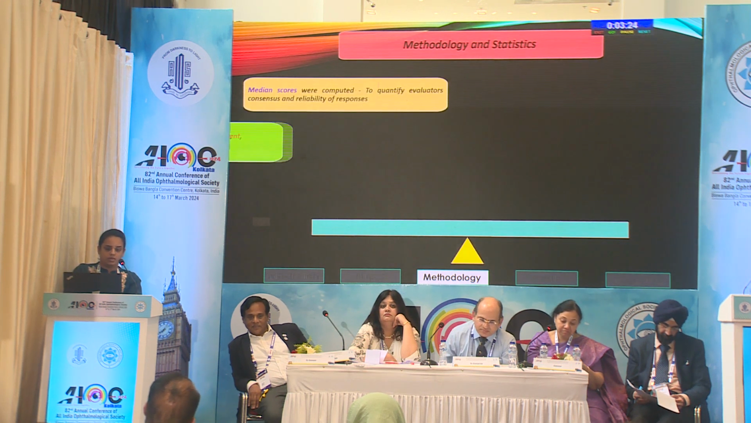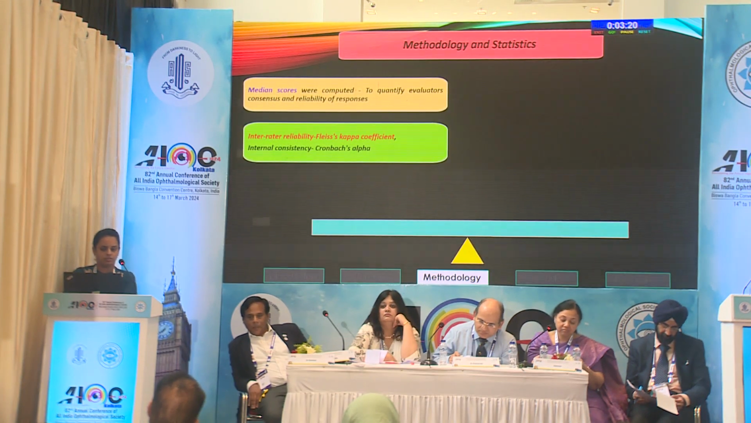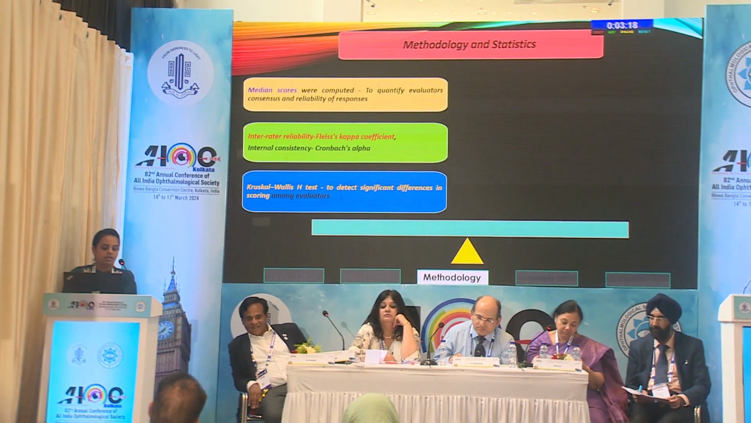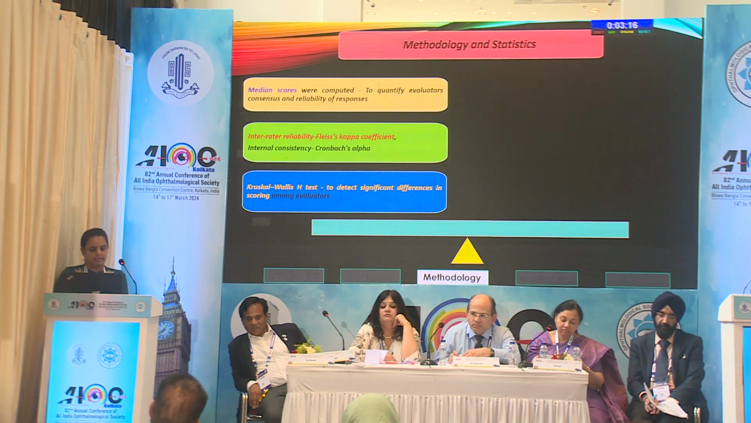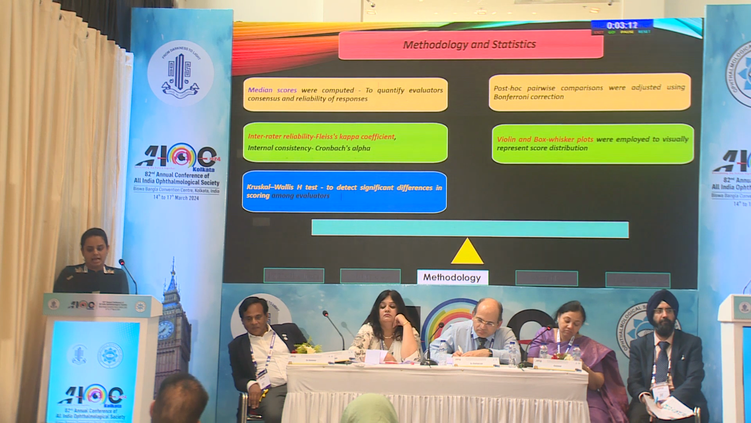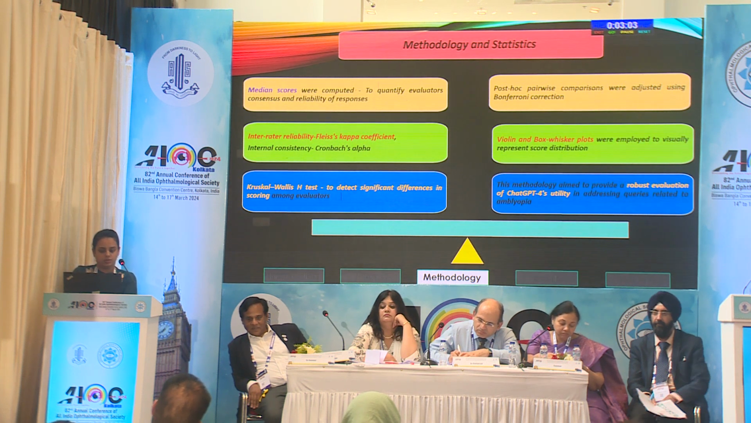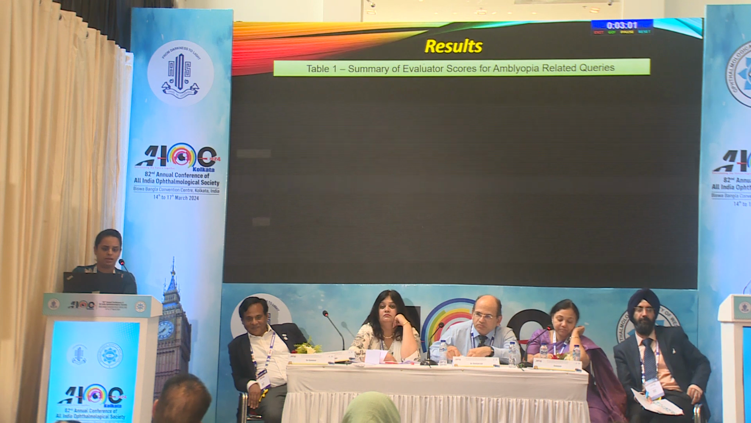So the median scores were computed to quantify the evaluated responses. The interrater reliability was checked using the Fleiss' kappa coefficient. Kruskal-Wallis H test was used to detect significant differences in scoring among evaluators. And violin and box whisker plots were employed to visually represent the score distribution. This methodology aimed to provide a robust evaluation of ChatGPT's utility in addressing queries related to amblyopia.